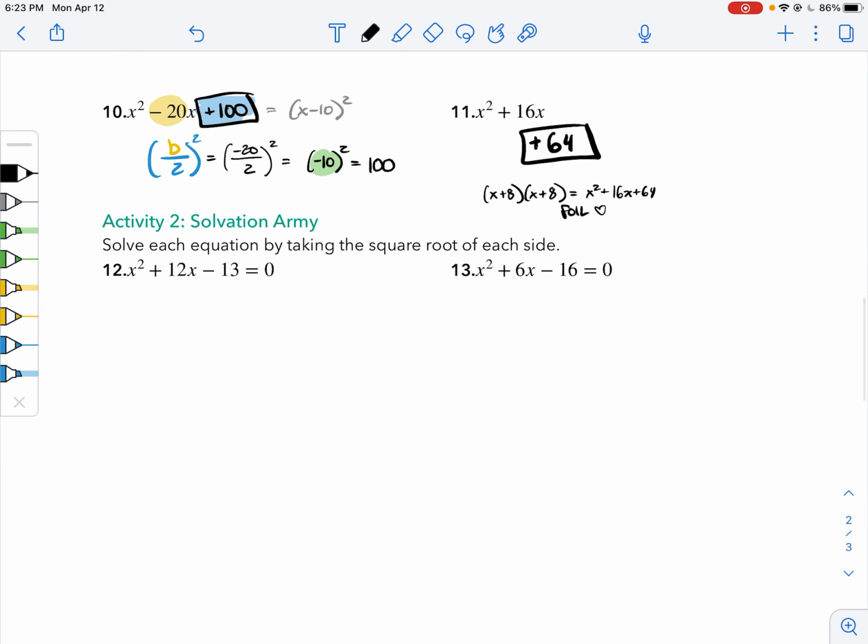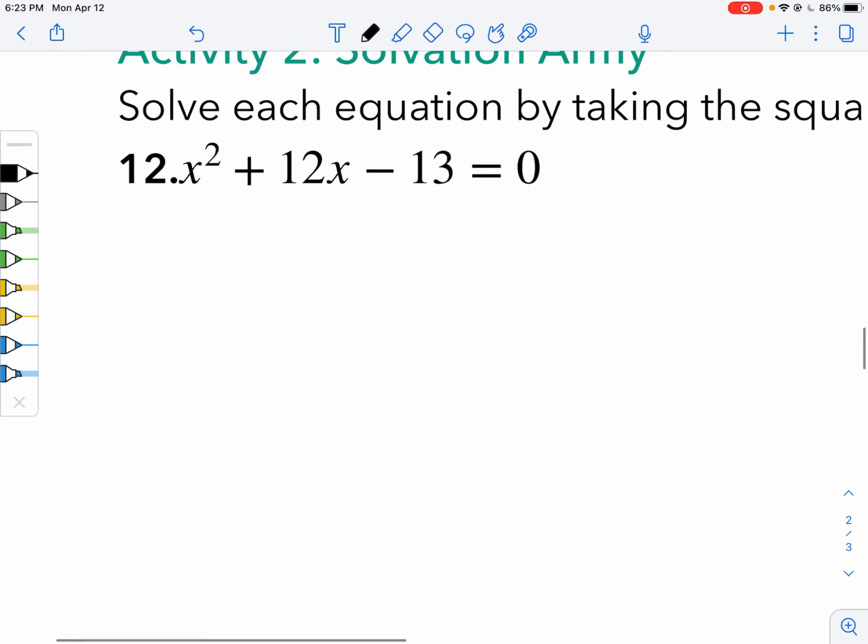Okay, now we need to solve each equation by taking the square root of each side. But guess what, guys? 13 isn't a perfect square. Also, negative 13 doesn't even have a real square, because that's negative. Gross. But we're going to pretend that it does. That's kind of how some of the most fancy math works, is you just pretend and you see what happens.